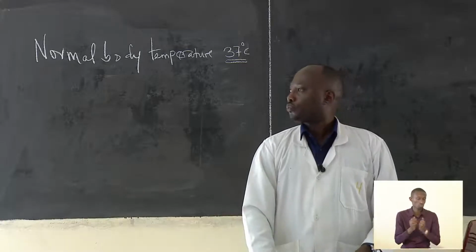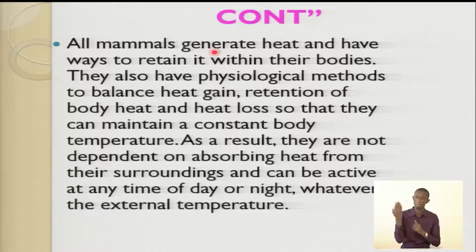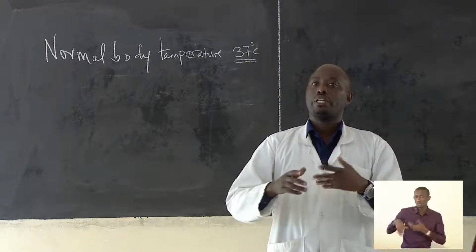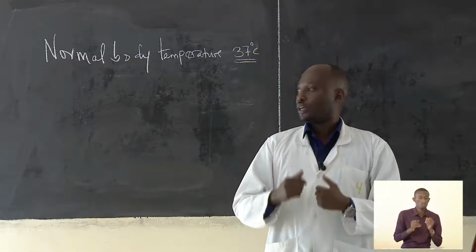So let's go. All animals generate heat and have a way to retain it within their body. What does it mean? It means that most animals know how to generate heat within their body and how to retain the heat in their bodies. I'm talking about mammals and birds. They have a way of generating the temperature that has been lost, when the temperature is very low.